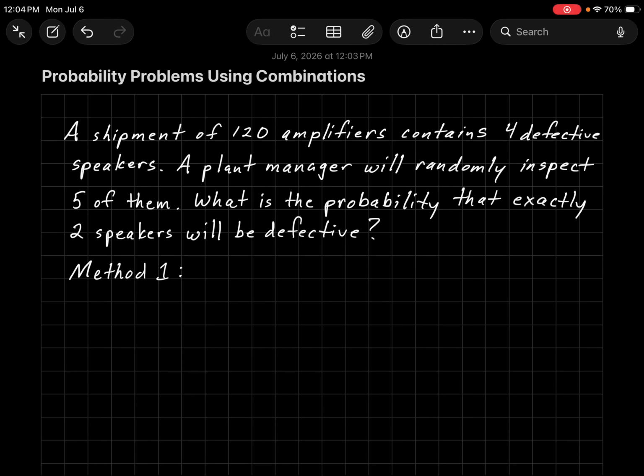Probability problems using combinations. A shipment of 120 amplifiers contains 4 defective speakers. A plant manager will randomly inspect 5 of them. What is the probability that exactly 2 speakers will be defective?